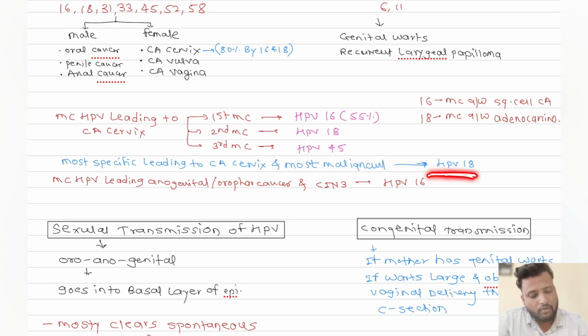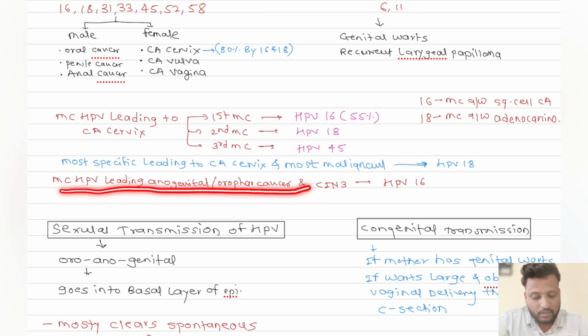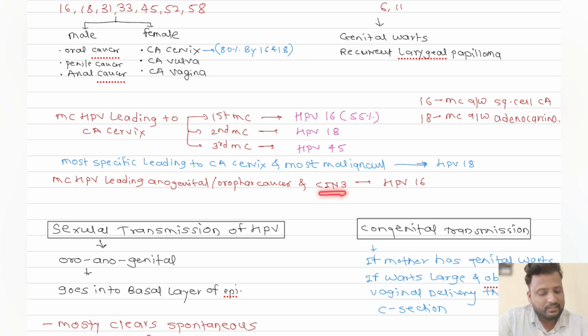Okay, so this is about 16 and 18. The most common HPV leading to anogenital or oropharyngeal cancer or CIN3 is again HPV 16. Now 16 is mostly associated with squamous cell carcinoma, okay, while 18 is mostly associated with adenocarcinoma. So these are the points you have to remember about the 16 and 18 serotypes.